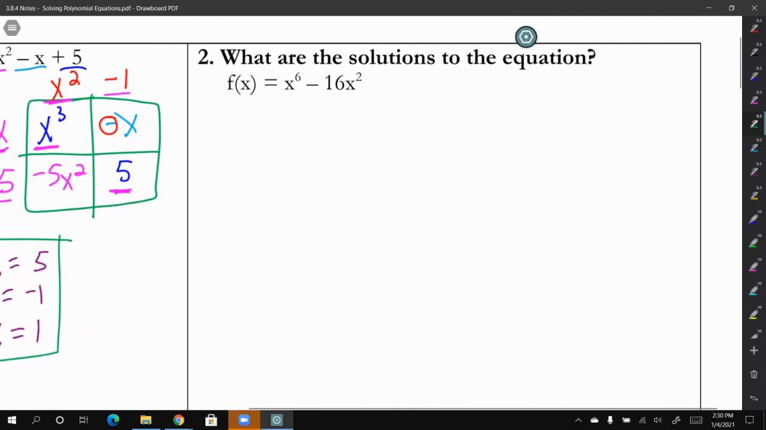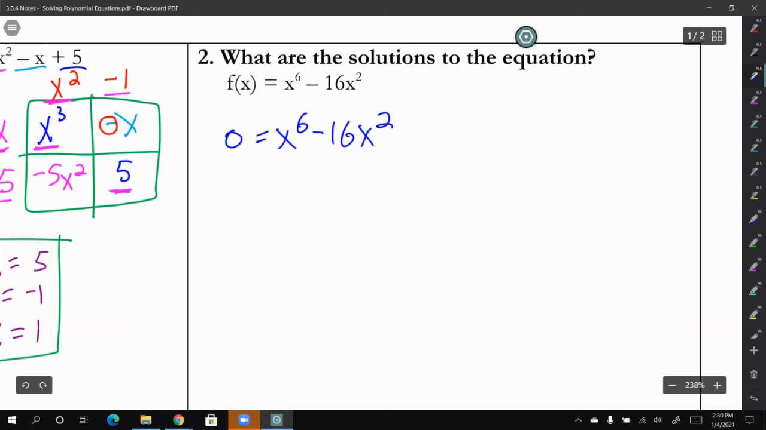So number 2 says, what are the solutions to this equation? So we're going to set it equal to 0. And solve this by factoring. Well, they have an x squared in common, so we're going to factor that out. So we get x to the fourth minus 16. And then we're going to factor this here, x to the fourth minus 16.